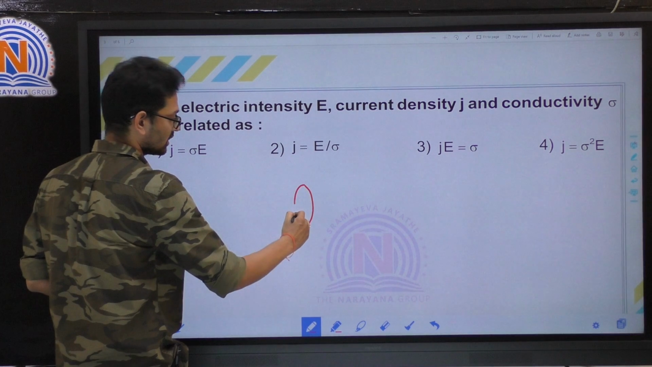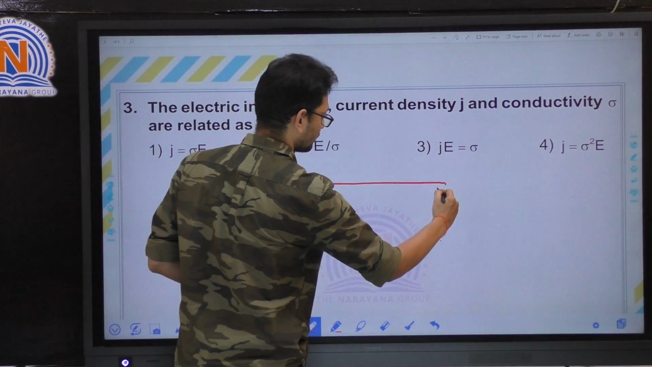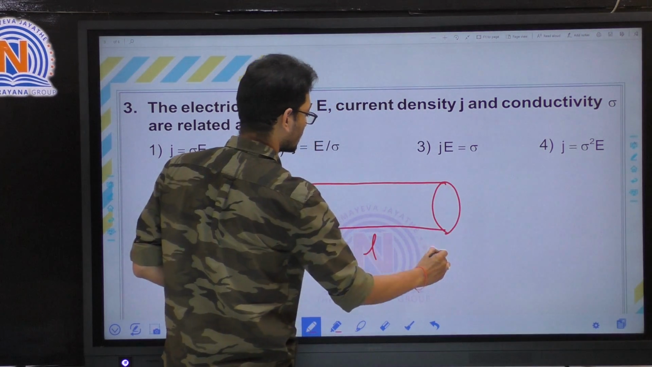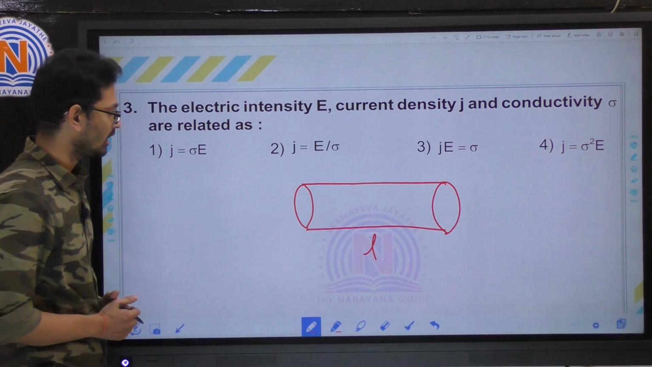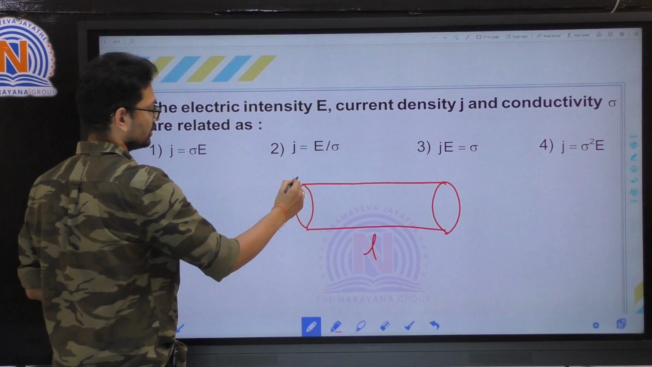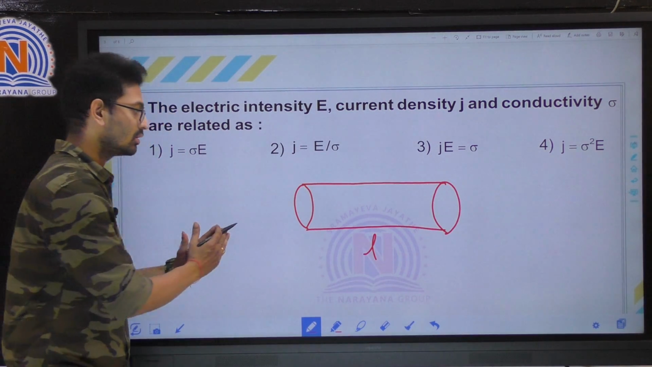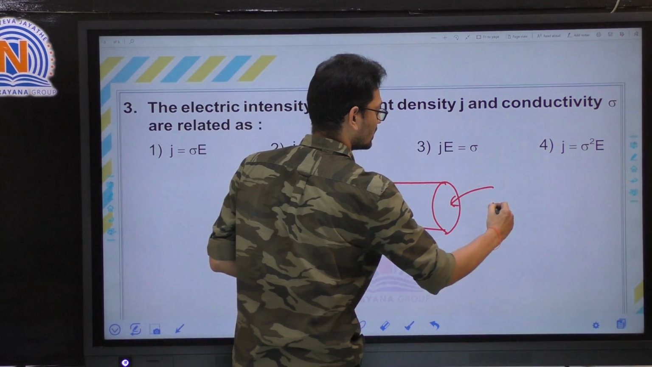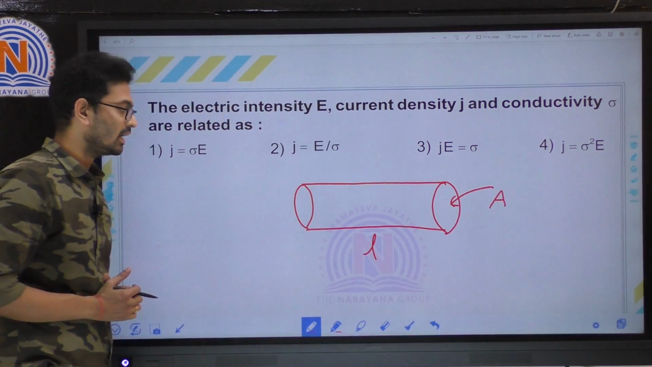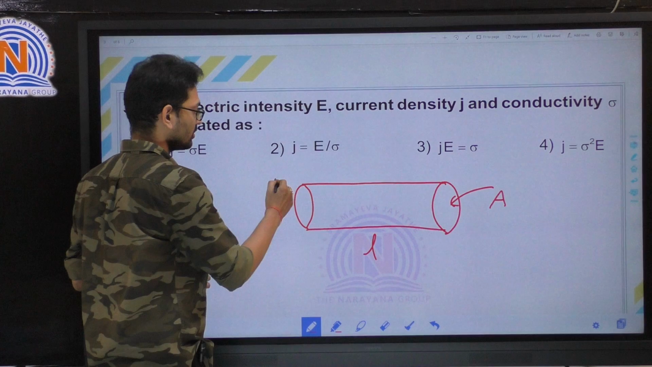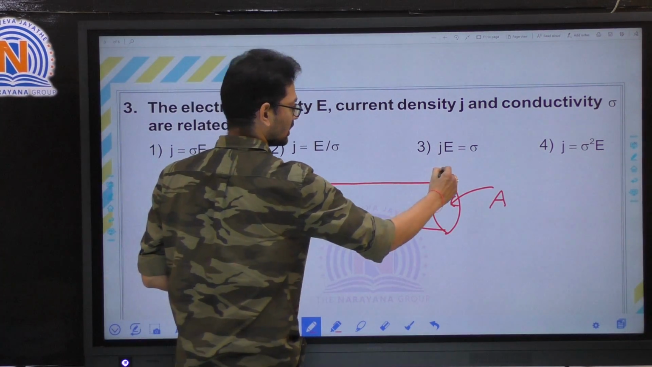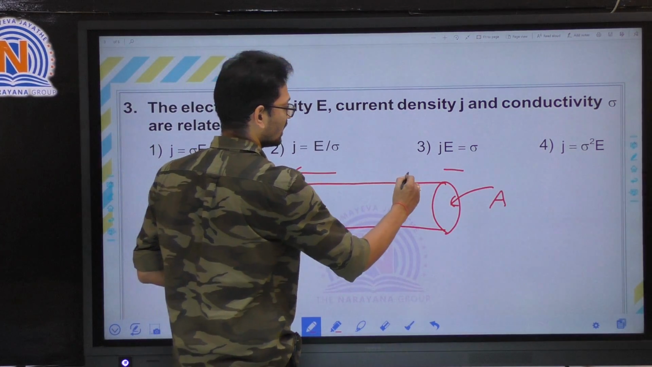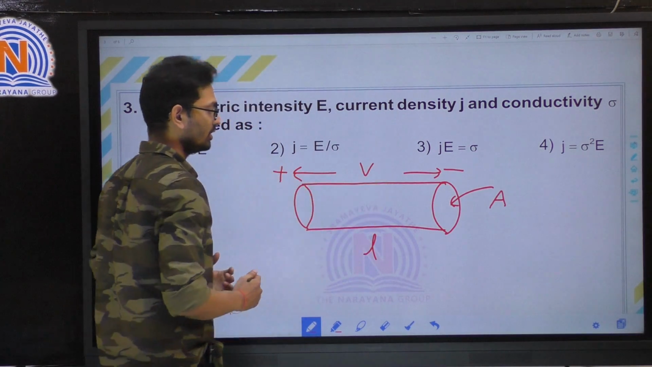Let us take a conductor whose length is L. And this conductor's area of cross section, let us take it as A, and let us give it some potential, plus and minus. As soon as you give the potential, higher on one side and lower on the other side, let us take this as V.